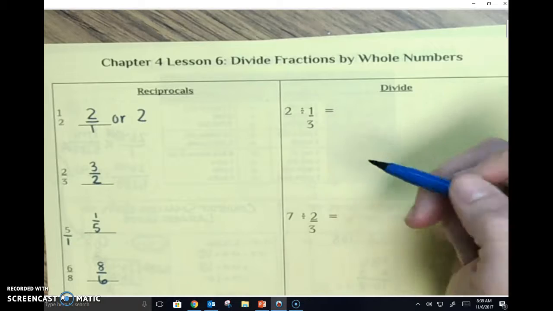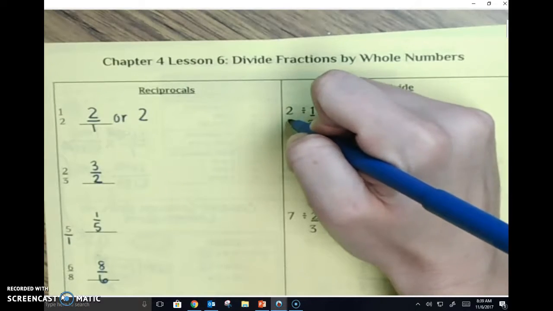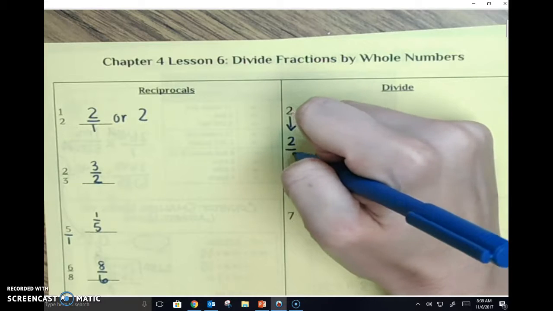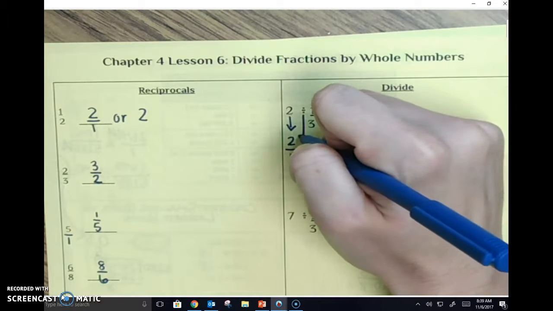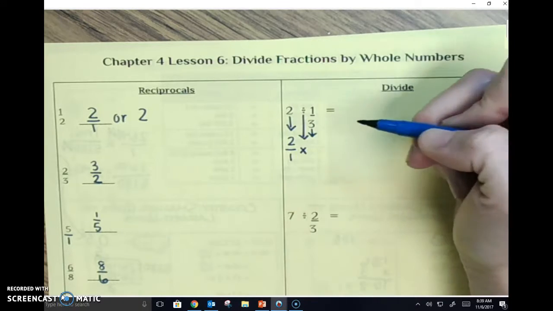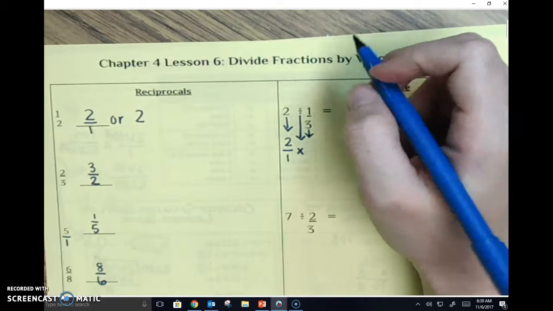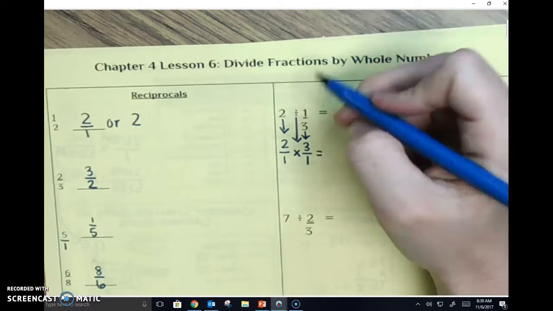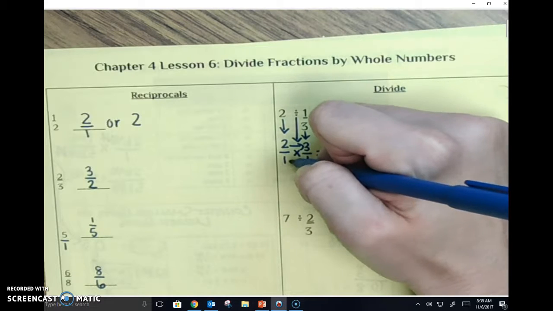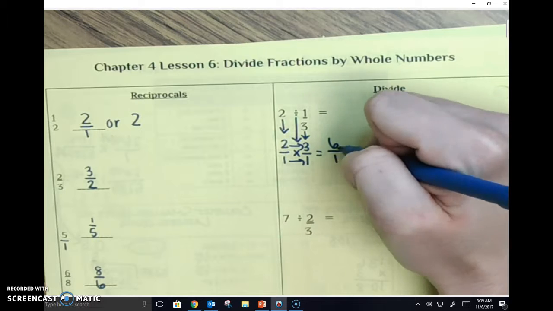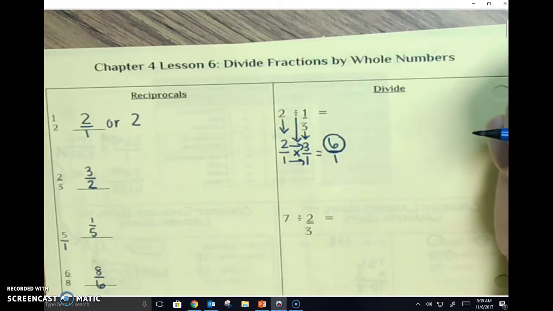So we're going to take a whole number and divide by a fraction. So our first number, we're going to bring it straight down. So we're going to have 2/1. The division sign, we change into a multiplication sign, and we're going to use the reciprocal of the second number only. So that means we're going to flip it to 3/1. Then we're just going to multiply like normal. So we have 2 times 3 is 6, and 1 times 1 is 1, so our answer is 6 for this problem. Let's move on to the next one.